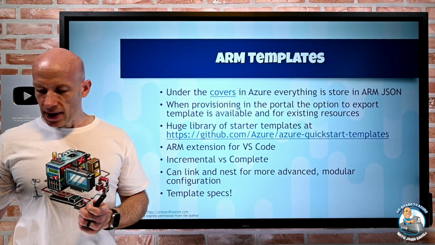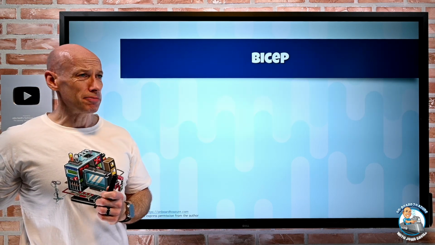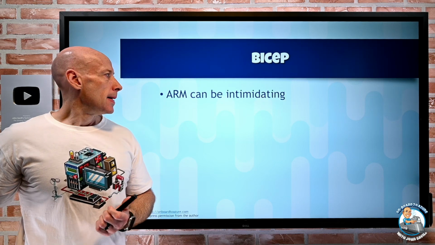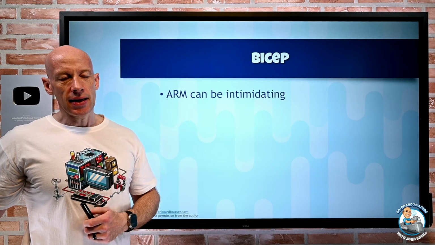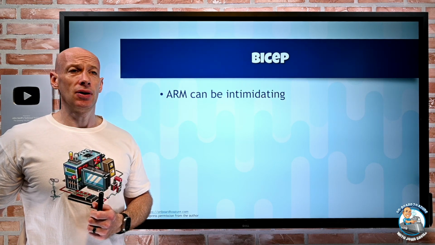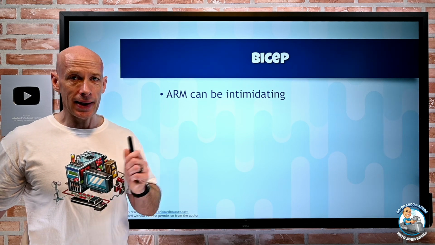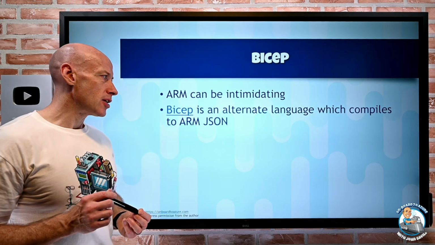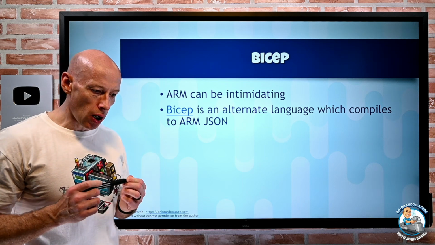So that was ARM templates. And the ARM templates are great, but they're really big. They're really verbose. So ARM can be very intimidating. I look at it and I'm like, oh no, where's the portal? Click, click, click, click, click. So Bicep is an alternate language which compiles to ARM JSON.